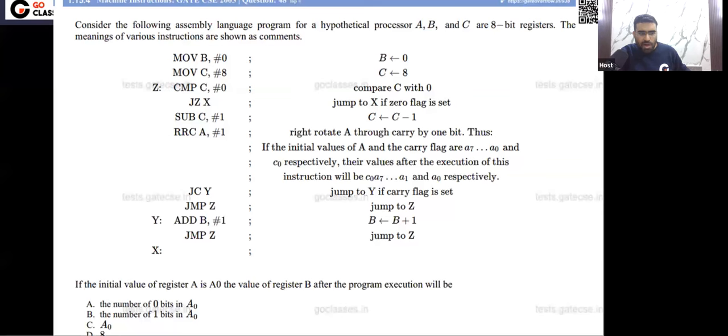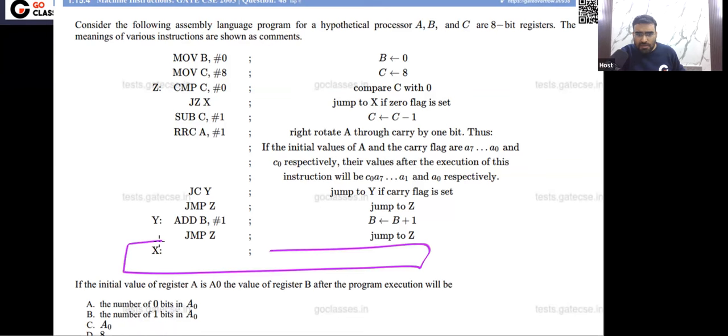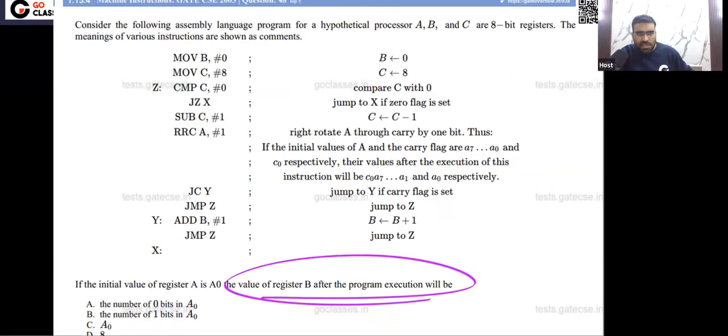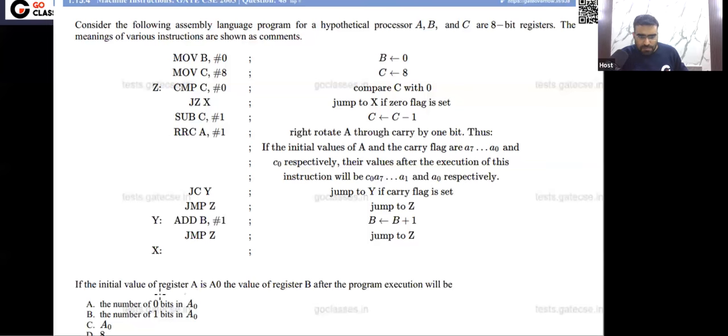Now what the question is asking: if the initial value of register A is A0, then the value of register B after the program execution will be, okay, so this is the question. It means at the end of the program execution, when you reach this line X, at this location X, at that point of time, what is the value in register B?